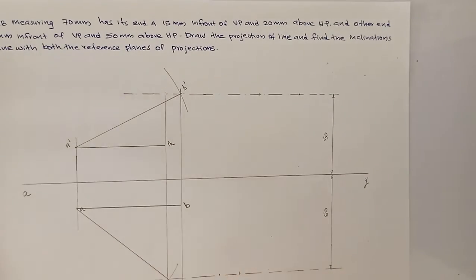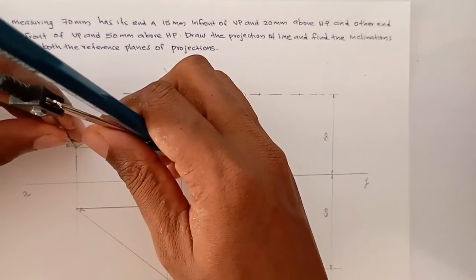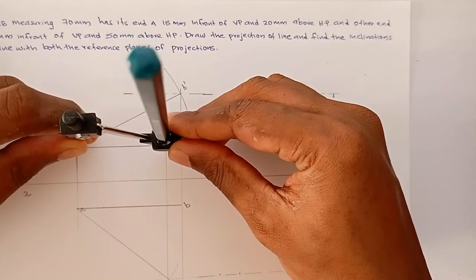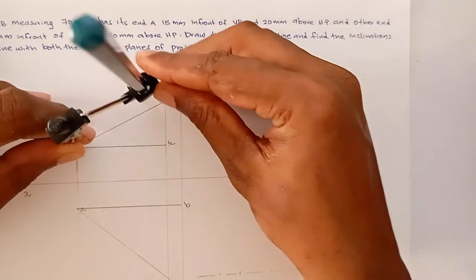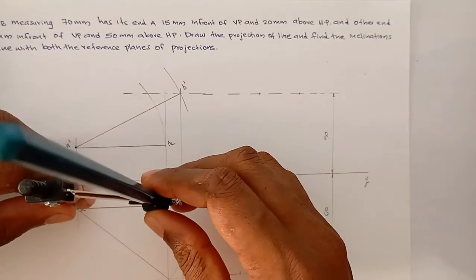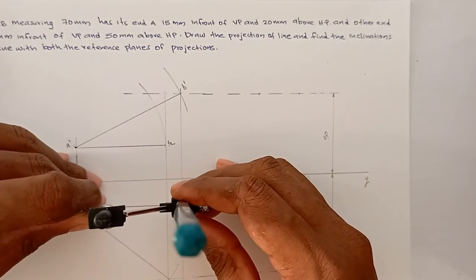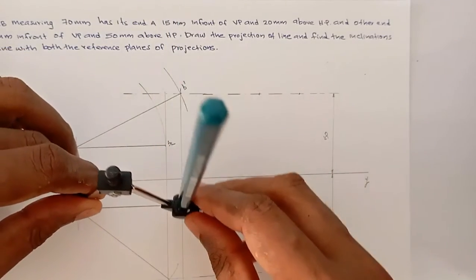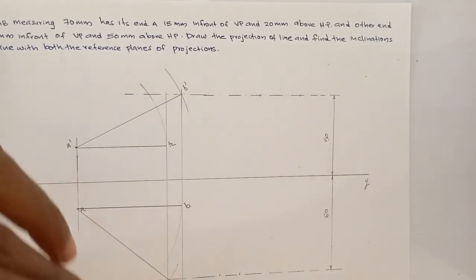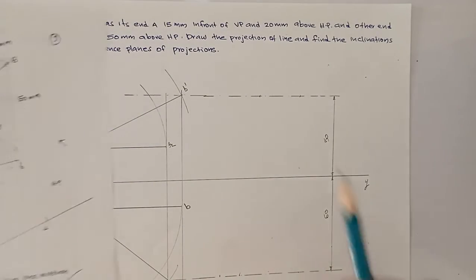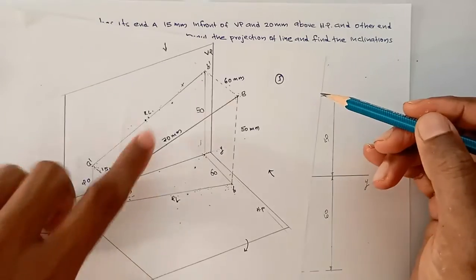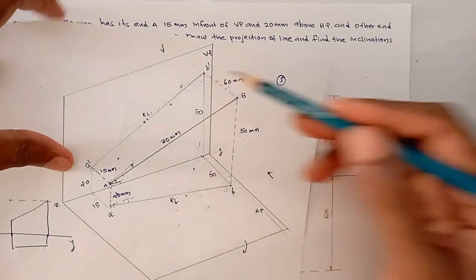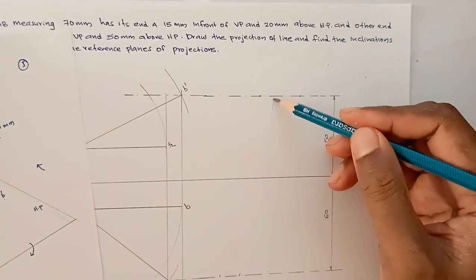So how to get the original front view? You have to measure this length and transfer this length to this line, and here also you have to measure the reduced length. This is your reduced length. You have to transfer this reduced length into this line. Why is that? Because the original line is at a distance 50 mm above XY line. This is the 50 mm line, this is above XY line.